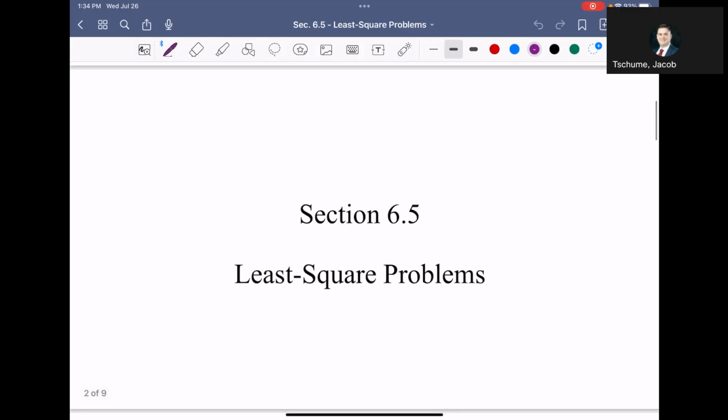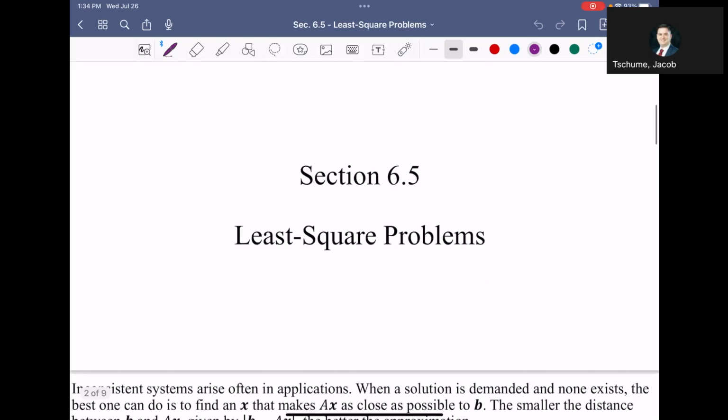All right, so we're going to keep on in our video section here by continuing on in chapter 6. Today we're going to be doing section 6.5, which is titled Least Squares Problems.